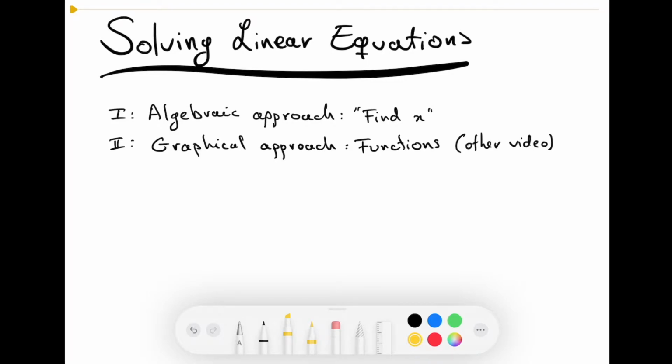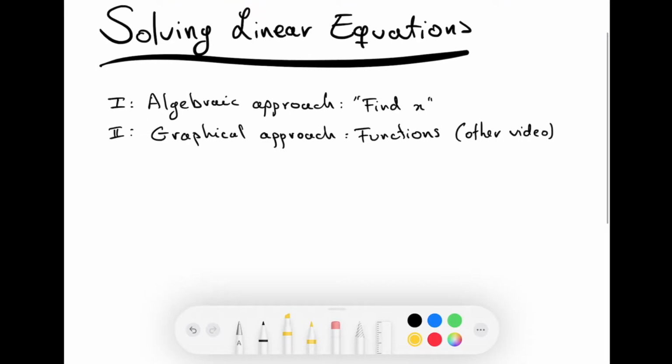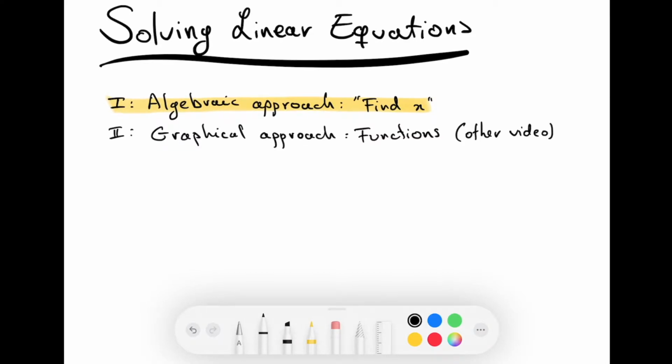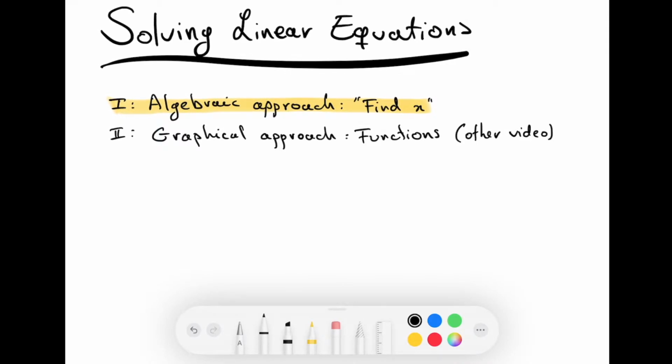So linear equations, there are basically 2 points of view that you can look at linear equations. The first is the algebraic approach, which is basically just find x. And the second one is the graphical approach, where we look at the functions. But in this video, we're going to look at this first approach, which is the find x approach. I will post another video in the future where we're going to use the skills that we learned today to look at the graphical approach.